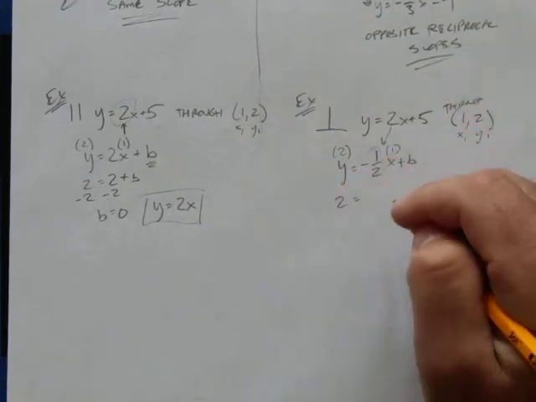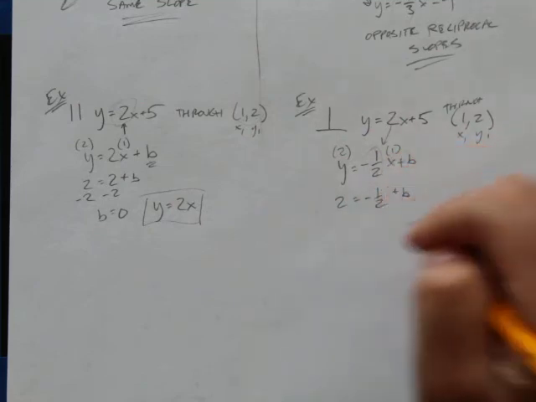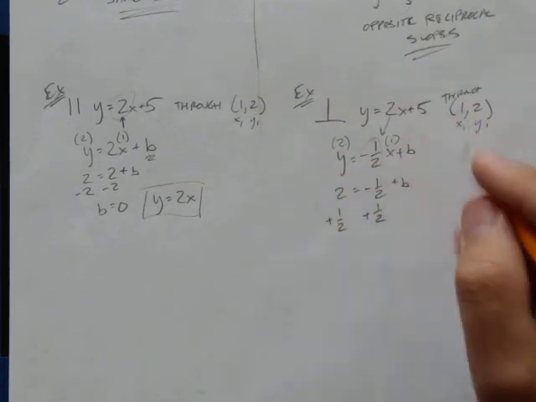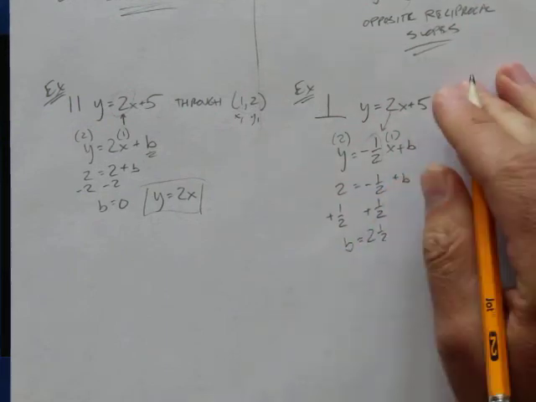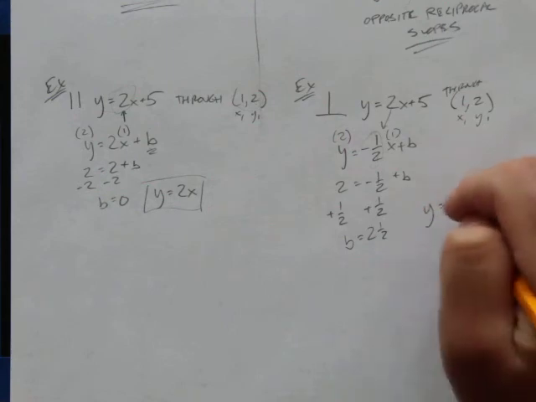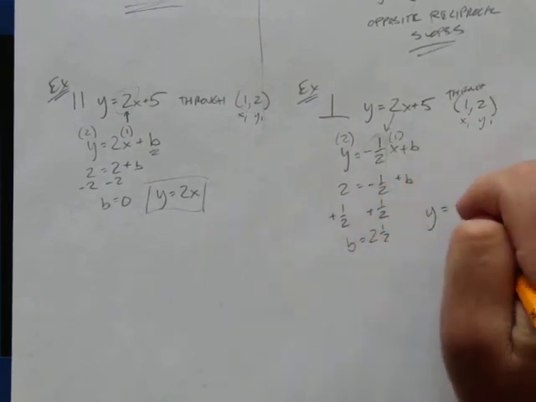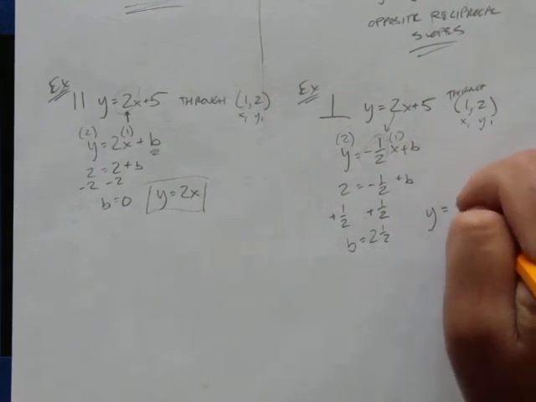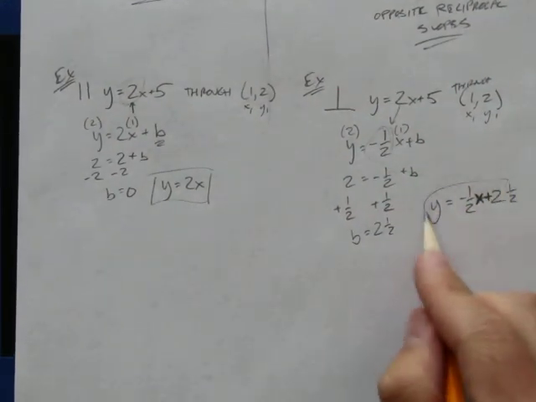2 equals negative 1/2 times 1, which is negative 1/2, plus b. I'm going to add 1/2 to both sides. And so I end up with b equals 2 and 1/2. So my equation of my line that is perpendicular to this one is y equals negative 1/2. Remember, that's my new slope, plus 2 and 1/2. Oh, I forgot something. There should be an x right here, right? There we go.